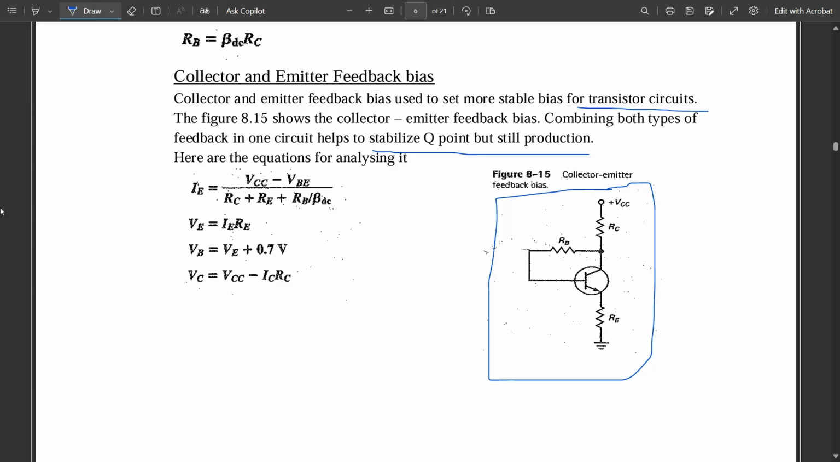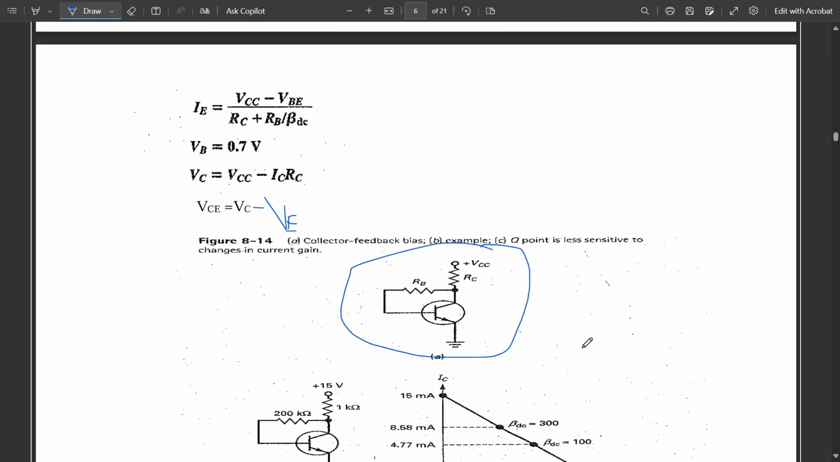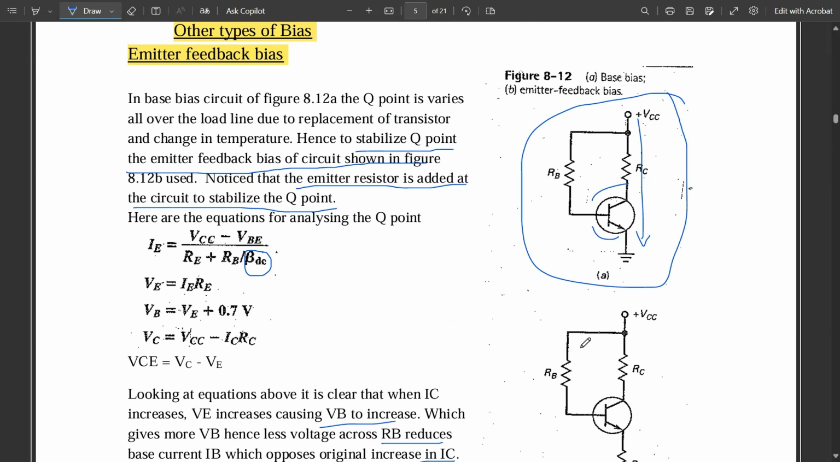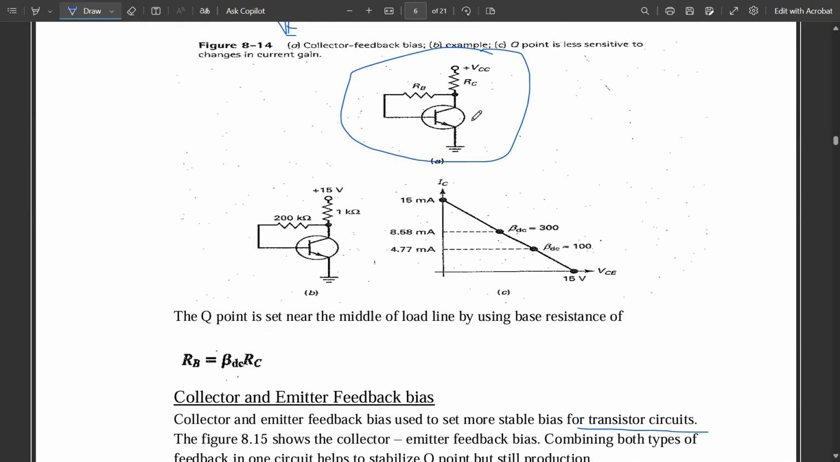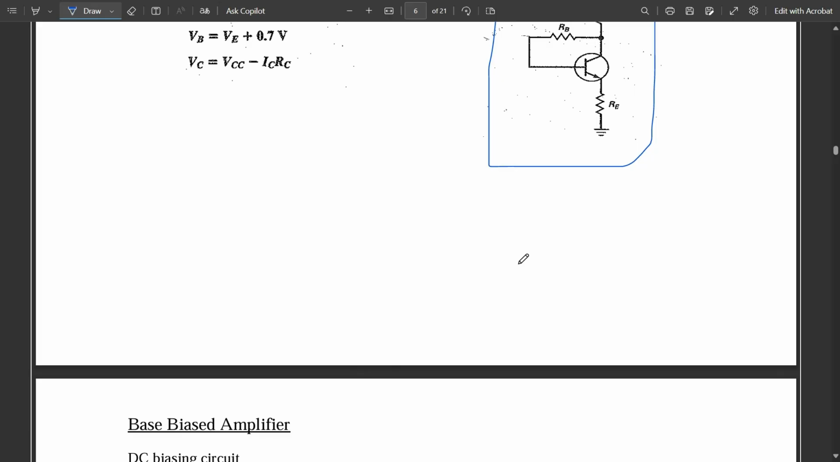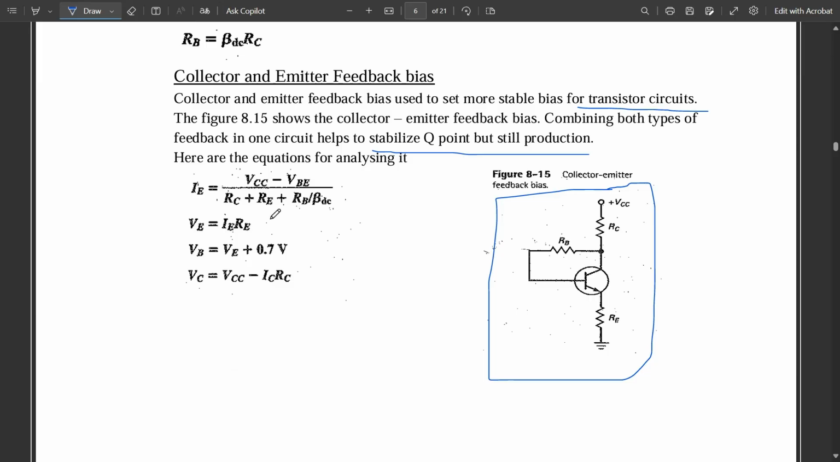So here are the equations again. If you compare this with the emitter feedback bias, there is only one change: in the emitter feedback bias circuit or collector feedback bias circuit, this RE resistance is coming into the picture. So in all the equations which we have discussed till now for emitter and collector, RE resistance should be added. That's it. For example, in case of IE calculation, it is VCC minus VBE divided by RC plus RE plus RB divided by beta DC.